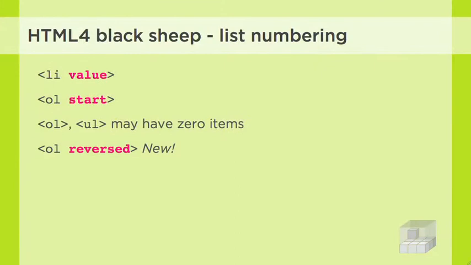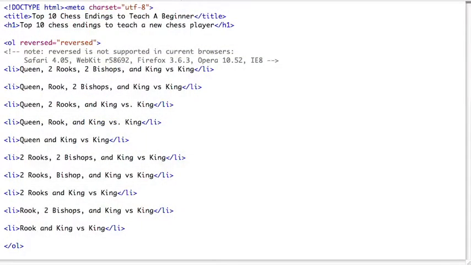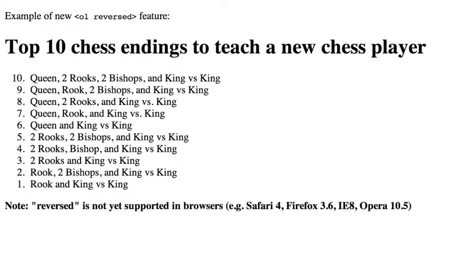I figured I would slip in one new feature here for you guys, which is that ordered lists now can count backwards. I know you're thinking, well, what a big deal, right? Well, if you're posting a top 10 list, for example, now you can simply use the reverse attribute and the start attribute to start your list at 10 and count it down all the way to 1.